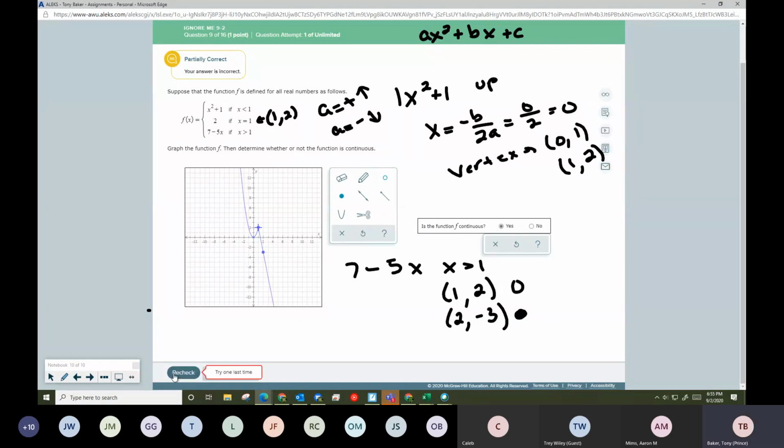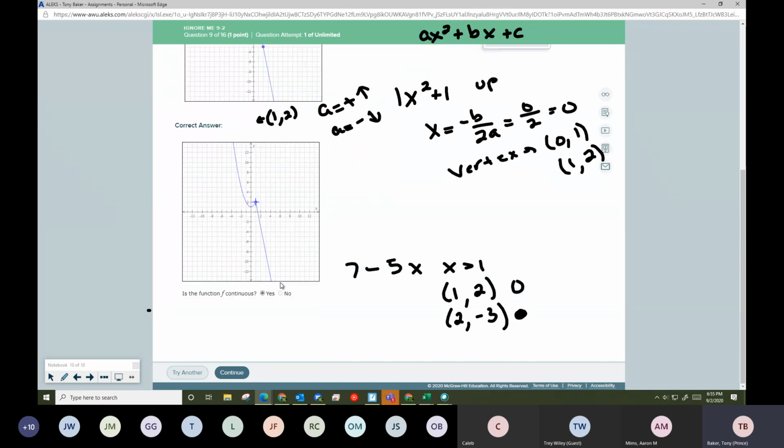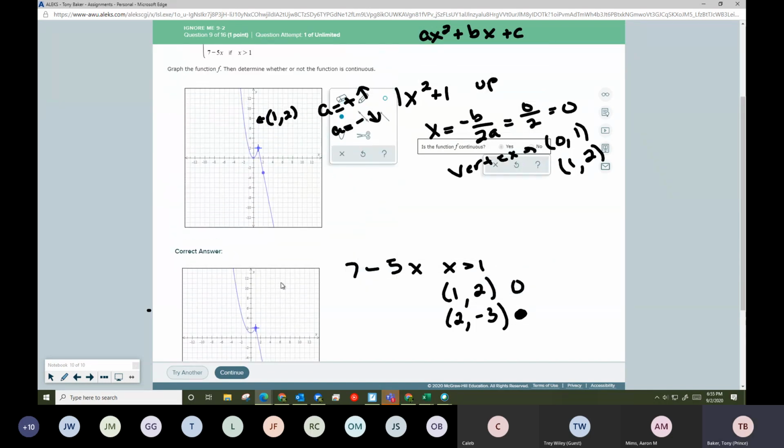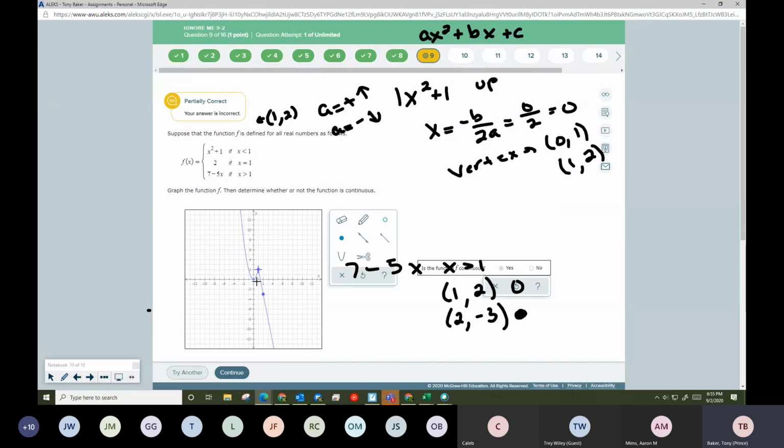Yes, the graphs can't lead off each other, and I don't know why it's wrong. I'm going to find out in a second. Oh, I put my vertex in the wrong spot. It's 0, 1, not 0, 0. That point right there, that should be right there.